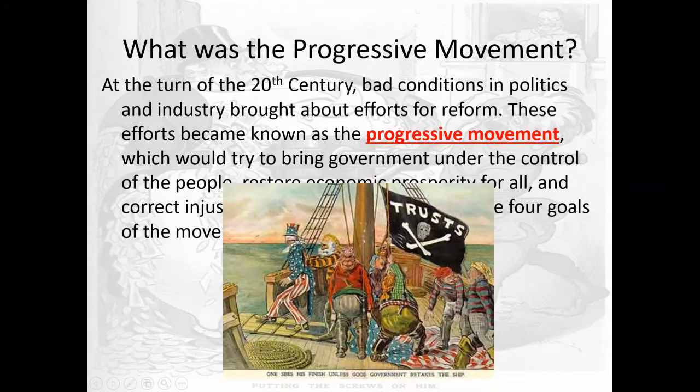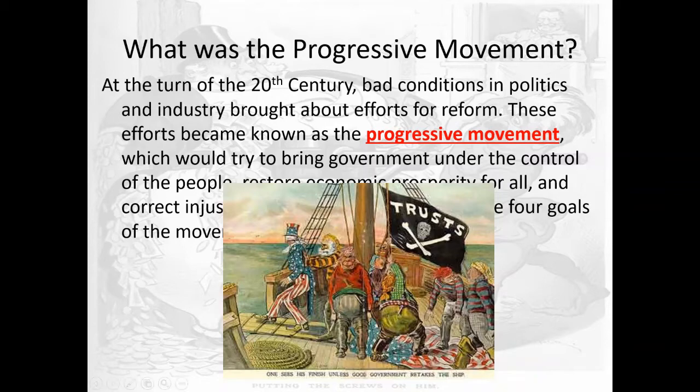Before we talk about those 4 goals, let's just look at this political cartoon here. And we see the trusts, all the monopolies, they're pirates. They're taking over the ship. The ship represents the United States. They're pulling down the United States flag and walking all over it, and they're making Uncle Sam walk the plank.